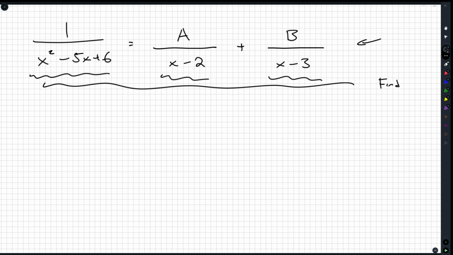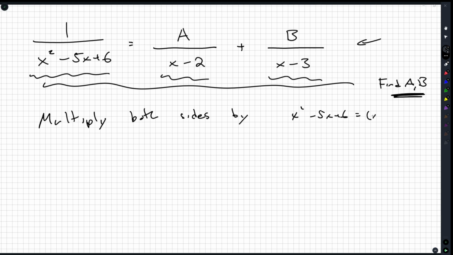We got to find A and B, right? We set things up. That's like step 2. Now we got to find these constants A and B. How do we do that? So I find the best way, it's not the only way, but I find the best way to do this is to multiply both sides by x squared minus 5x plus 6, although you might choose to write it in its factored form.